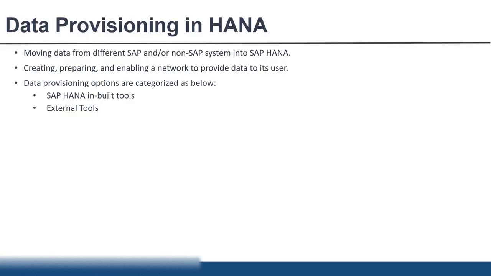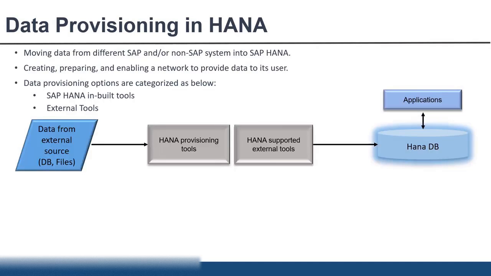So these tools or techniques are divided into two categories: HANA built-in tools and external tools. In this diagram, you can see how it works. On the left hand side, you can see data from an external source. It can be from any source, SAP or non-SAP, it can be any database, or it can be in file format also.